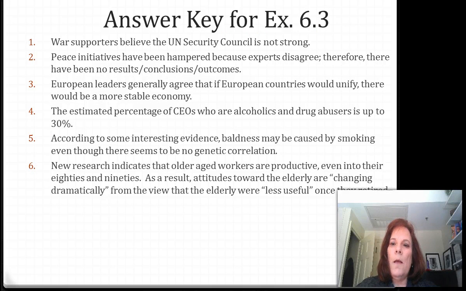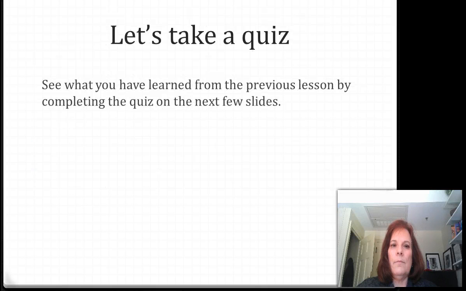Okay, here are some possibilities. There are other ways that you can do it, but these are some possibilities. See if you have followed the guidelines or the suggestions and come up with these answers. Okay, let's take a quiz. See what you've learned from the previous lessons by completing this quiz on the next few slides.